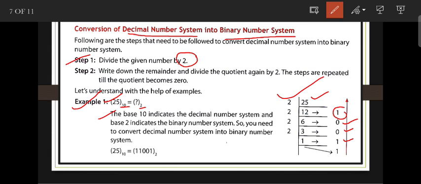You need to write these remainders from bottom to up, so first is 1. Here you can see the binary number: 11001. So when we convert the decimal number 25 into the binary number system, the binary number is 11001.